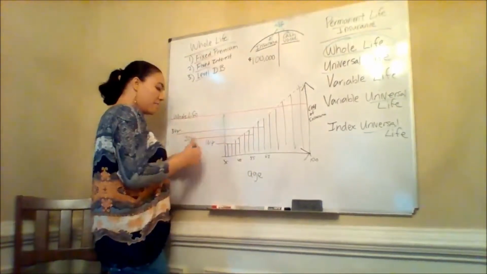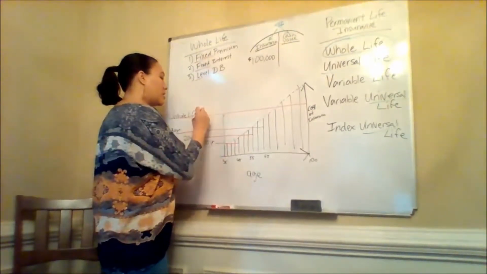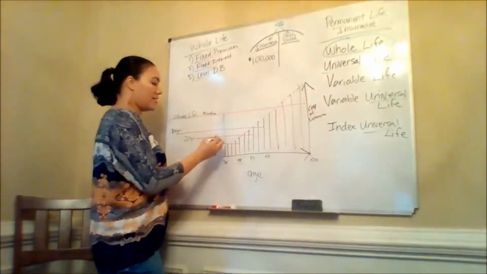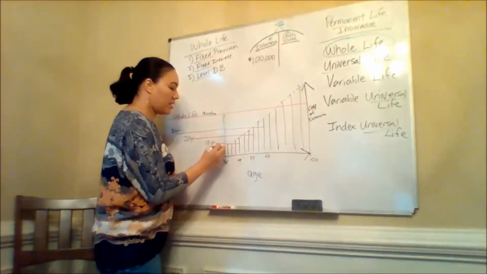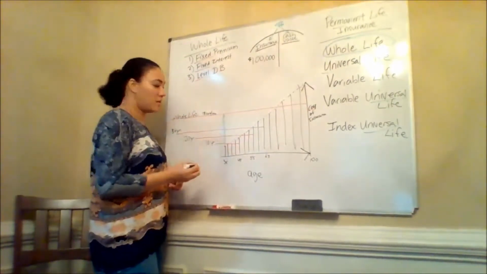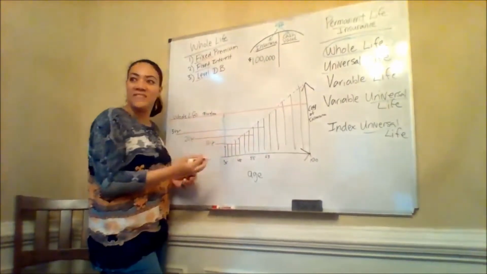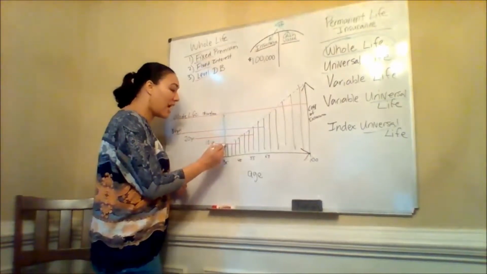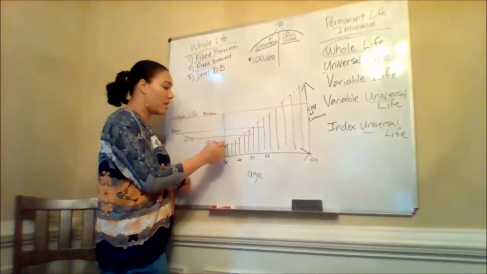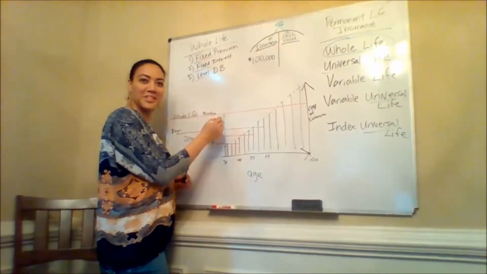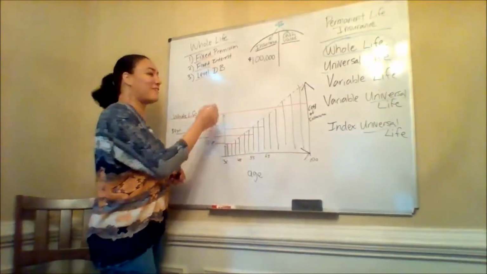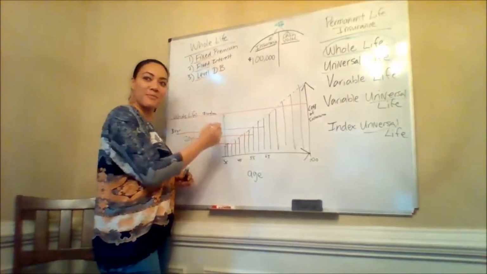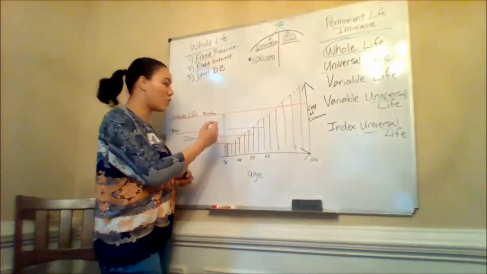So you might be paying $100 a month all the time. But at this point, maybe $40 of your money is going to pay for the cost, and $60 is going towards the savings. And then when you turn 36, maybe $45 is going to the cost, and $55 is going towards the savings. You understand? Less and less of your $100.